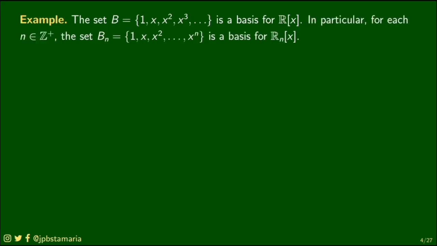In particular, if we consider the subset B_n consisting of the monomials 1, x, x squared, up to x to the nth power, this set only forms a basis for the space R_n[x]. Take note again, R_n[x] contains all polynomials of degree at most n. These polynomials can only generate polynomials of degree at most n.